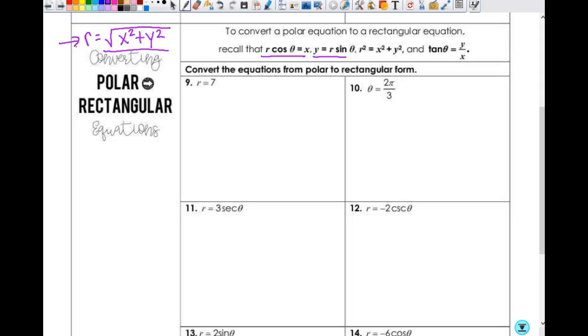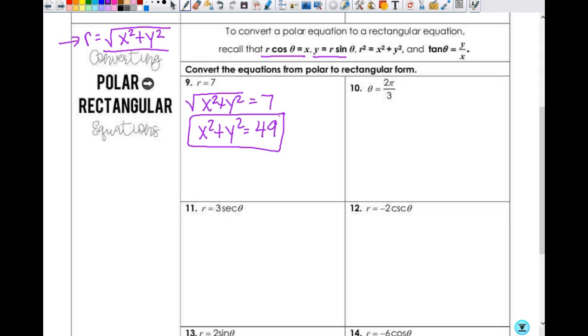If I graph this in the polar coordinate system, it's a circle. I substitute this in for r. So r becomes the square root of x squared plus y squared. That equals 7. How do I get rid of the square root? Square both sides. So x squared plus y squared equals 49. That's the equation of your circle. Bam. That's it. These do not get harder. The ones up at the top are not harder, but they're weirder. These are all very easy.